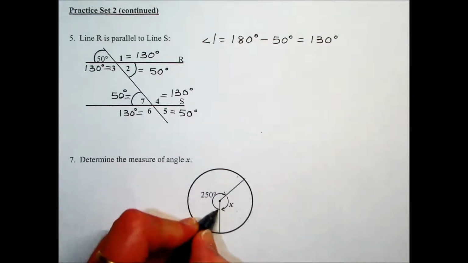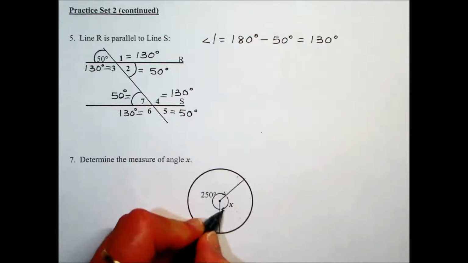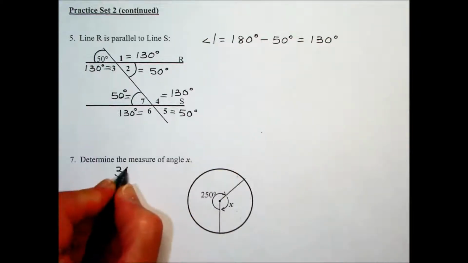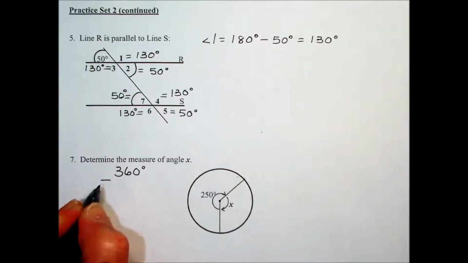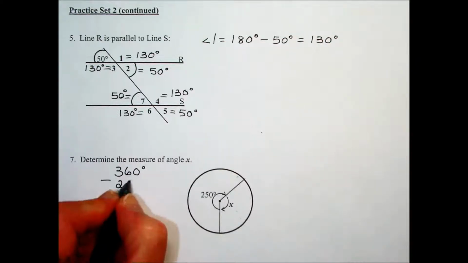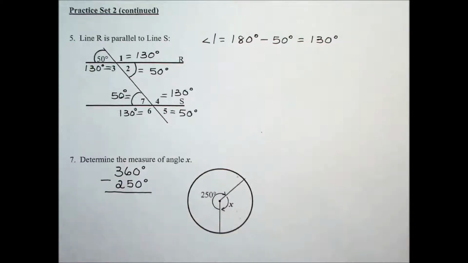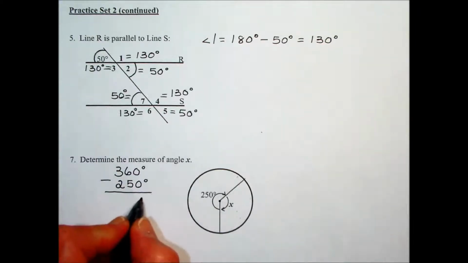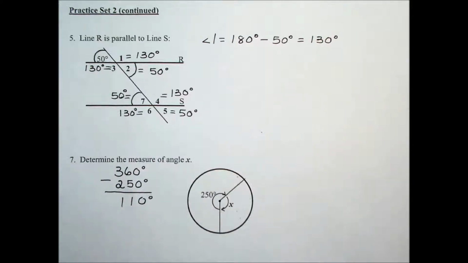They're indicating part of that rotation is 250. What's the remainder? To answer that, we'll take 360 degrees, the entire number of degrees in a circle, subtract what is given to give us the resulting angle that's missing. And when we subtract those, we end up with 110 degrees.